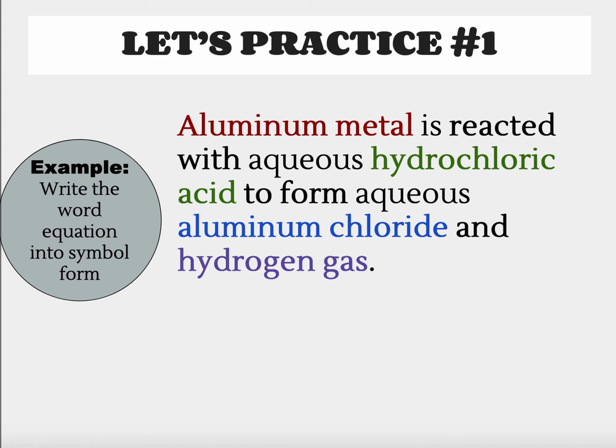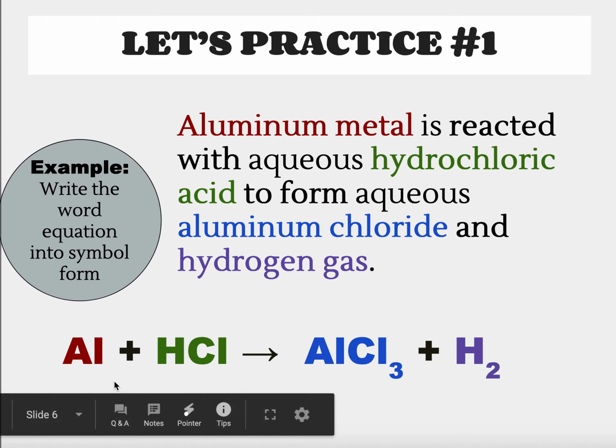Great, let's look at the answers. So here we have our aluminum metal. Our plus sign means it reacts with, so we have a new reactant, hydrochloric acid. To form, to produce, so we have our arrow, aluminum chloride, and hydrogen gas. And that's it.